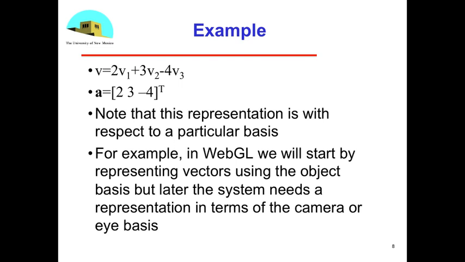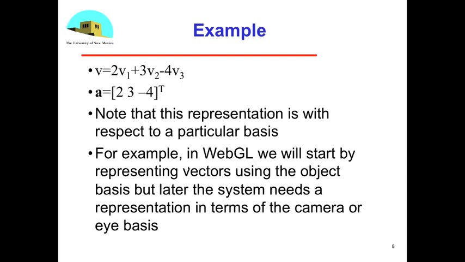Okay, so let's now talk a little more about coordinate systems and changing them. We're going to start by representing vectors in object coordinates, but then we're going to need to move them on to camera coordinates and clip coordinates and eventually screen coordinates. Now, the problem with vectors is they really have no position. We talked about that in last week's lecture.